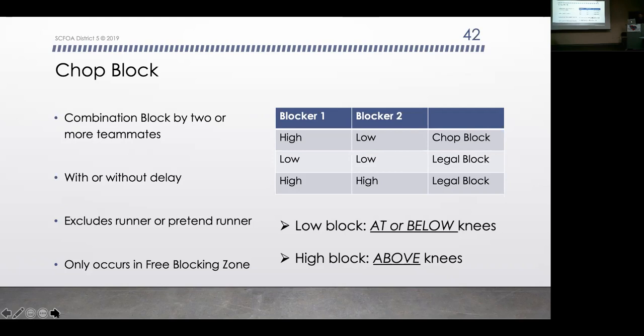So you hear them yell about high, low blocks or low, high blocks or whatever. But it doesn't matter which the order is, and it doesn't matter if there's a delay. If one is high and one's, quote, low, i.e. at or below the knees, that is an illegal chop block.